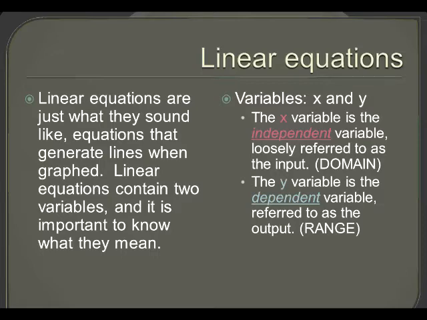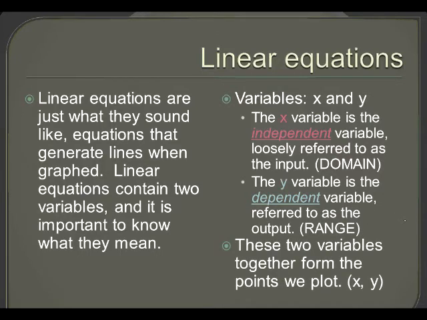The y variable is known as the dependent variable. It's referred to as the output. So if you plug in x, the input, you get out y. That's your output. It depends. The y value depends on what you plug in for x. It's also known as the range. What's the height of the graph? These 2 variables together form the points that we plot, the coordinates (x, y), input and output, domain and range.